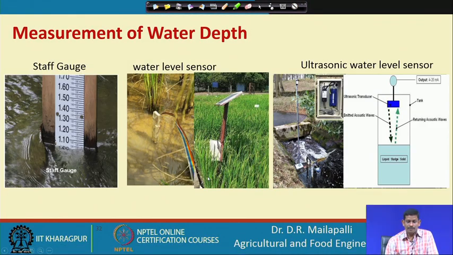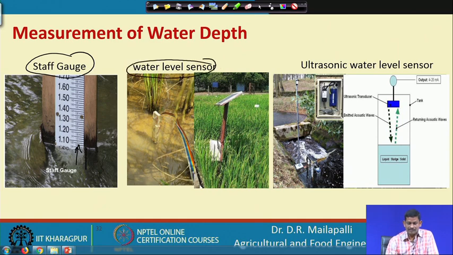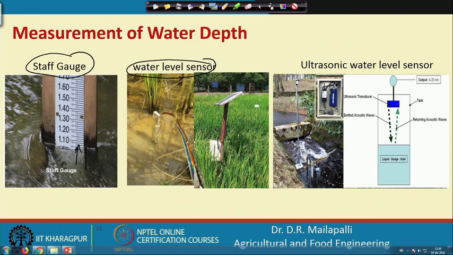So, the next is water depth measurement. Here, if you see the staff gauge. If you go to the roadside or any stream, there is a staff which is installed at a gauging site. There you can clearly see the height of water present in the stream. Okay. So, you can use the staff gauge and also water level sensors. Water level sensors work on resistance. Based on the resistance, the signal can be converted into water level.